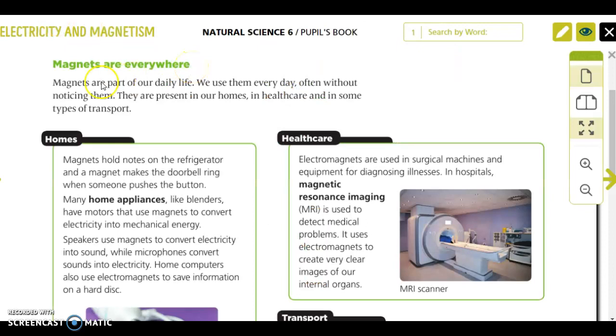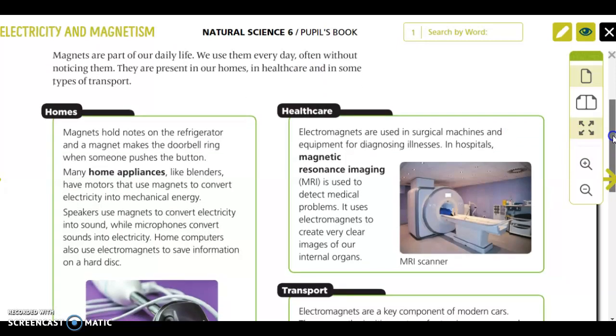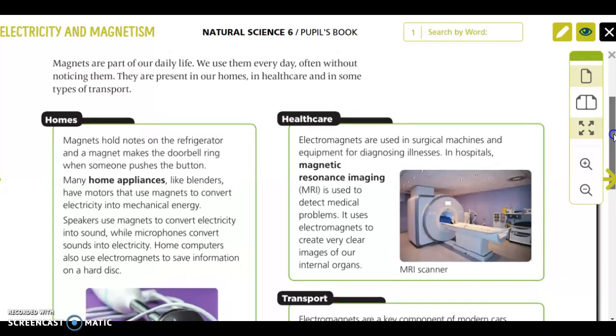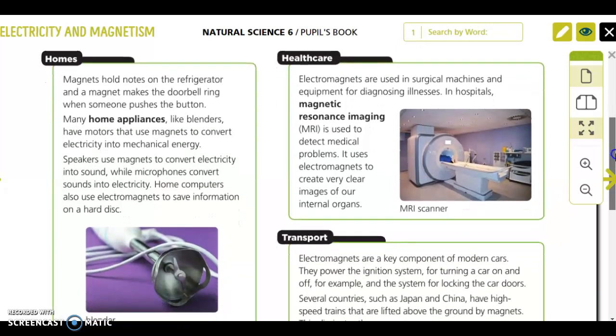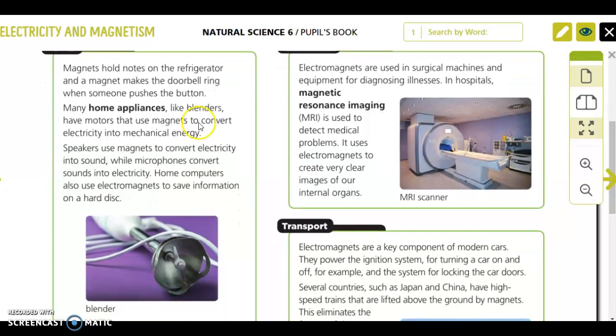Finally, magnets are everywhere. Magnets are part of our daily life. And if you look around or think about different places where you've been, you can see that there are a lot of magnets, okay? Look at home. Magnets hold notes on the refrigerator, and we have them in home appliances like blenders or motors.